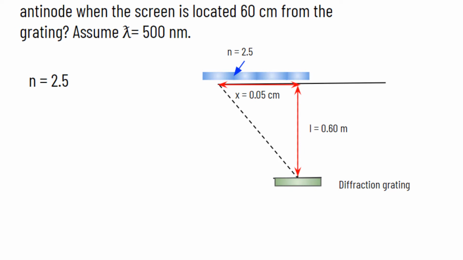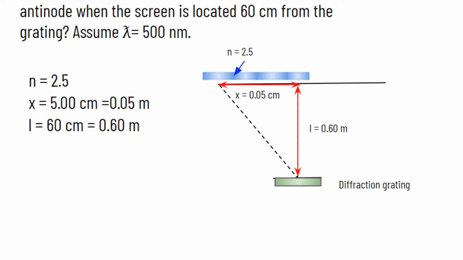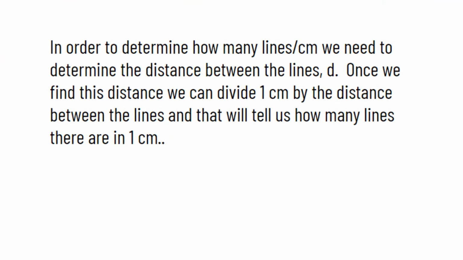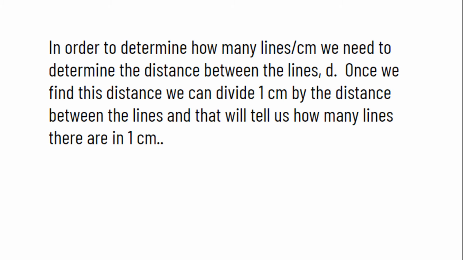They tell us that the dark fringe is 5 centimeters away from the central antinode, that the screen is 60 centimeters away, and that the wavelength is 500 nanometers, which we can convert to meters and say 5 times 10 to the negative 7 meters. So what we need to determine is how many lines per centimeter, which means we need to determine the distance between the lines, or in other words, the distance between the slits, distance d. Once we find this distance, we can divide 1 centimeter by the distance between the lines, and that will tell us how many lines there are in 1 centimeter.